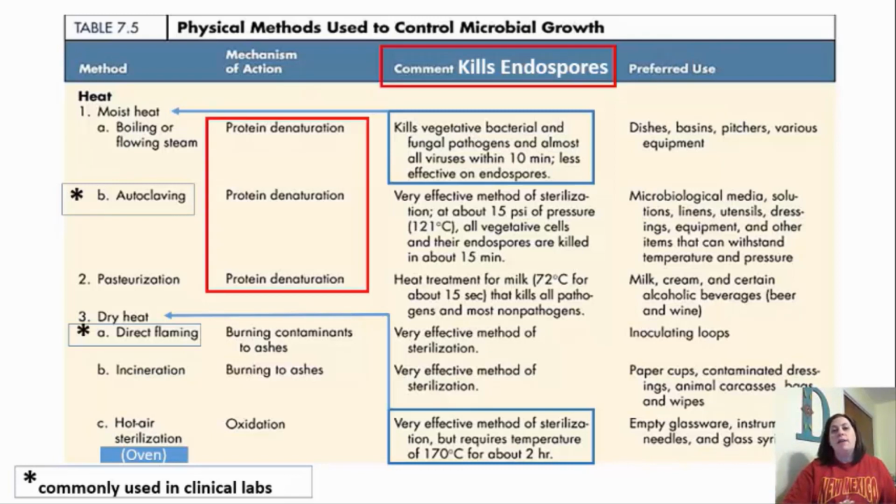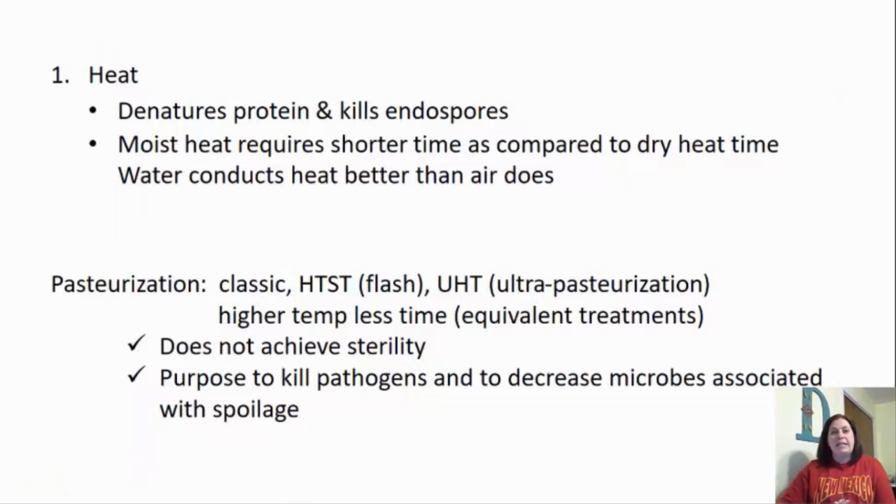In lab protocol, if you were in a face-to-face lab, if anything gets contaminated with the bacteria in lab, it has to be autoclaved, and this includes your clothes, your book, things like that. So it's very important that you are careful, and there's no guarantee it's going to come out the way it went in, especially a book, because we're using high pressure and also water in order to get that high temperature. So when we look at heat, heat denatures proteins and kills endospores.